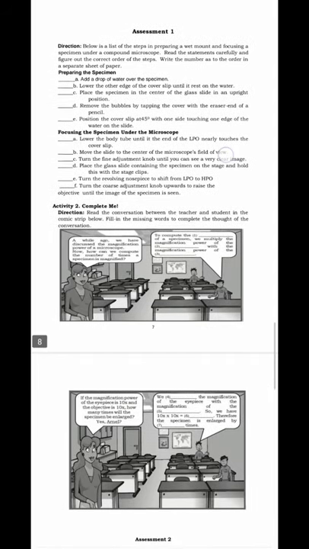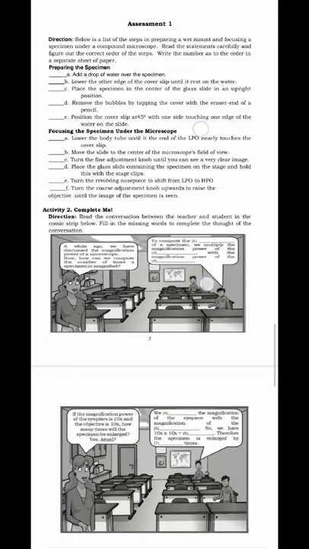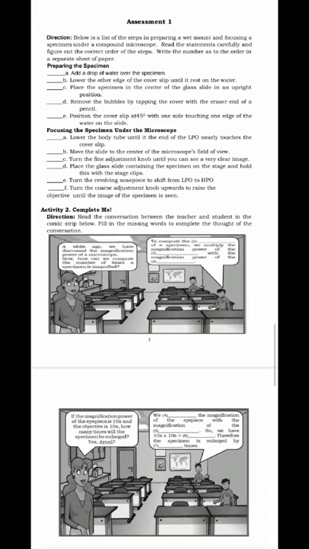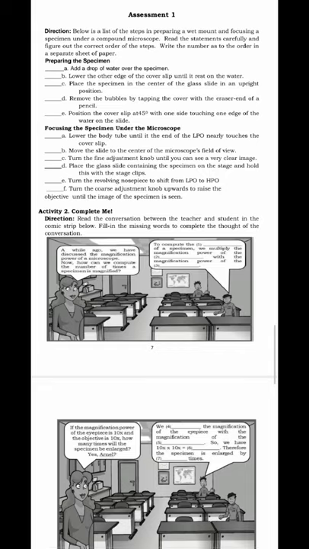Assessment 1 says here, below is a list of the steps in preparing a wet mount and focusing a specimen under a compound microscope. So read the statements carefully and figure out the correct order of the steps. Write the number as to the order in a separate sheet of paper. So in the first part, preparing the specimen, you are just going to write numbers. So for example, letter A, add a drop of water over the specimen. Is it the first step?